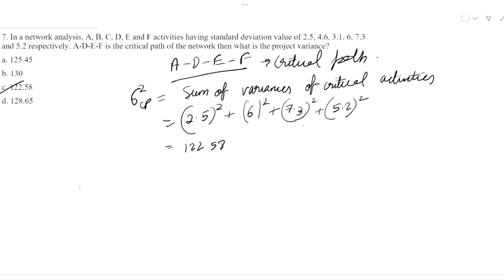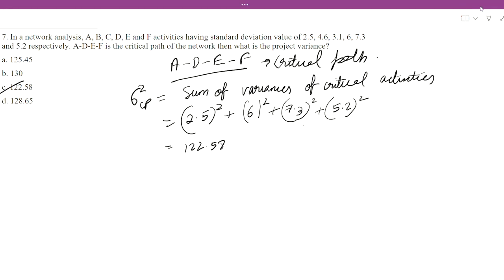Now, the project variance for the critical path: we have to do the sum of variances of the critical activities for the critical path only. Here, the standard deviation values of all the activities have been given, but if the project variance is asked, then we have to find out the critical path which is given and find out the project variance for the critical path only.